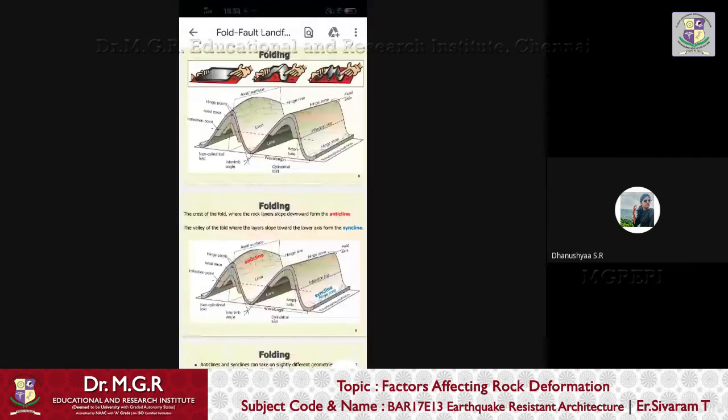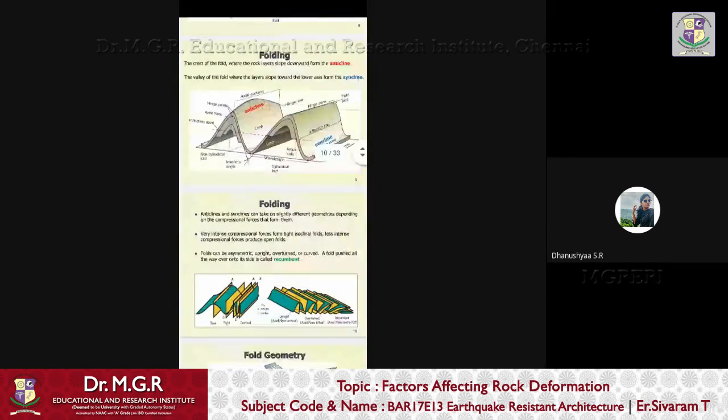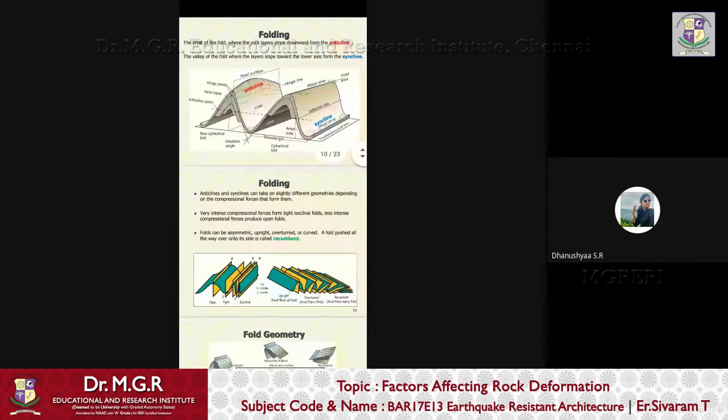So next we are going to discuss anticline and syncline. Here you can see mentioned in the drawing the crest of the fold, where the rock layers slope down. In red color they are given, this is called anticline. And syncline is the opposite, the slope towards the lower axis. So you should know what is anticline and what is syncline in folding.